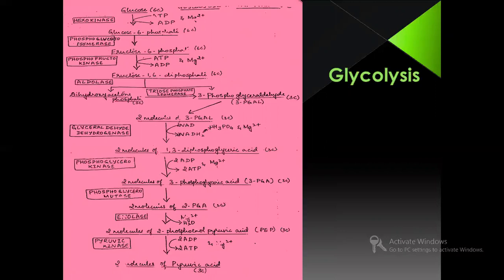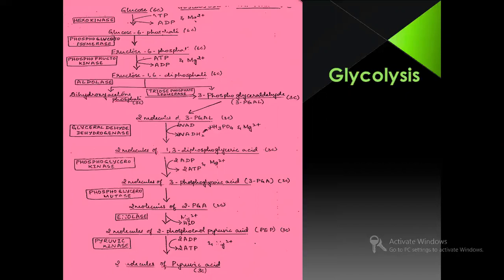A single NADH molecule can release 3 ATP molecules. One NADH molecule can release 3 ATP molecules. So here you have 2 NADH2. 2 NAD undergoes reduction to give you 2 NADH2.